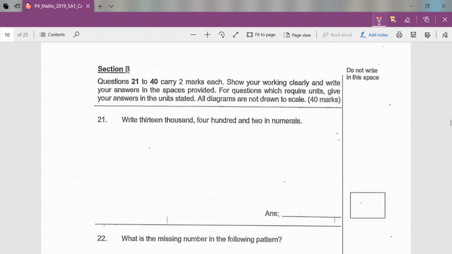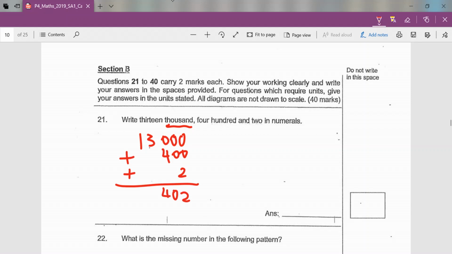Write 13,402 in numerals. As you can see, 1,000. If you recall, it is 3 zeros at the back, right? So 13, 3 zeros, plus 400 plus 2. So you're going to get 13,402.